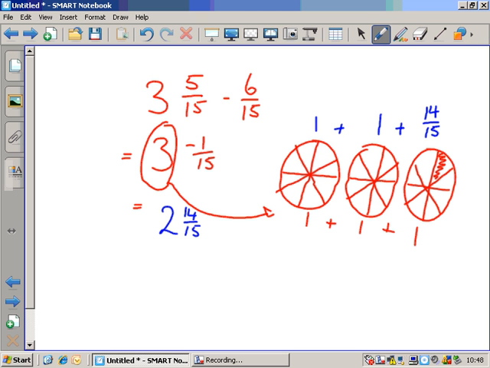So an alternative way of dealing with a situation where the second fraction is bigger than the first fraction is to subtract them. Do 5 take away 6 and get your answer of -1, and then take your 1/15, in this case, away from whatever your integer is, in this case 3, to leave you with this answer here: 3 wholes minus 1/15, leaving 2 wholes and 14/15. There we go, that's an alternative way.